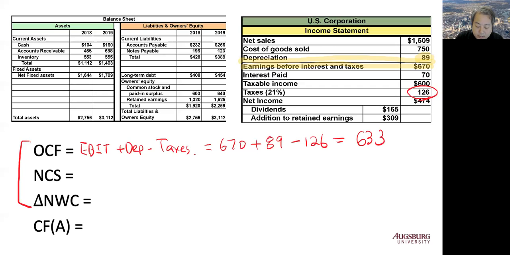Net capital spending is now the change in fixed asset. We only have, again, net fixed asset. So the change in net fixed asset, which is 1,709 minus 1,644, plus depreciation 89, gives $154.